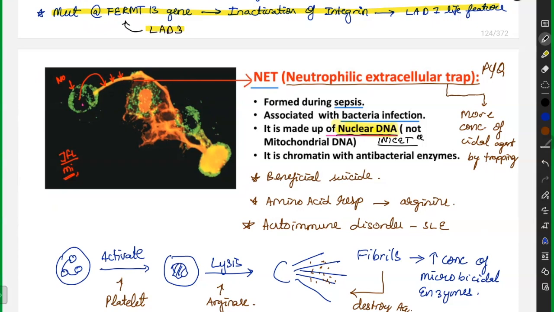Nuclear chromatin in the NET is a source of nuclear antigen in systemic autoimmune diseases. What is frustrated phagocytosis? This is seen when phagocytes encounter materials that cannot be easily ingested.